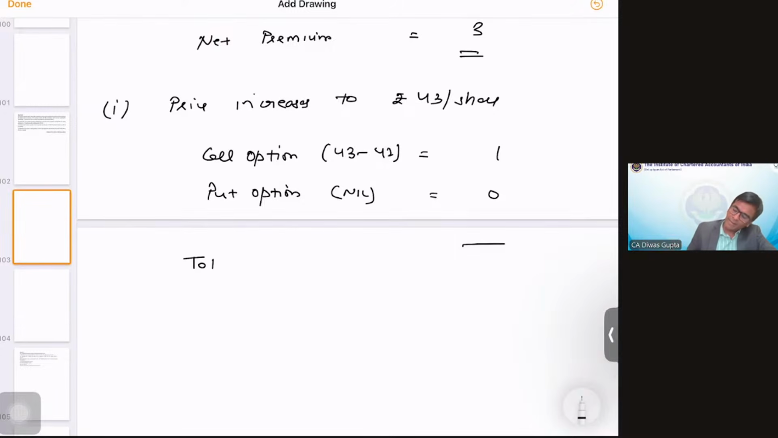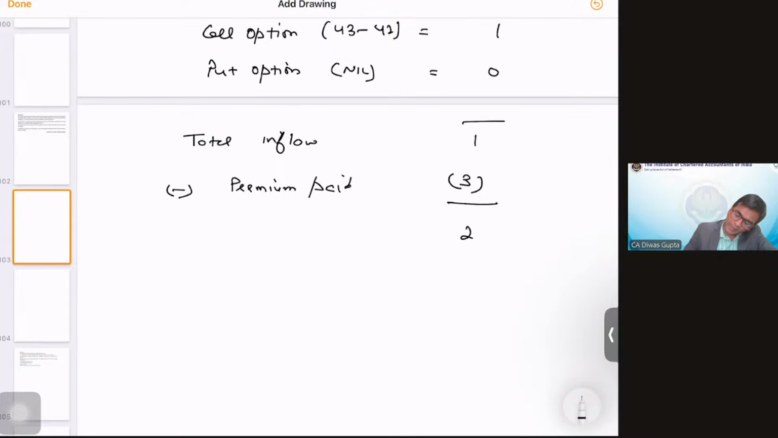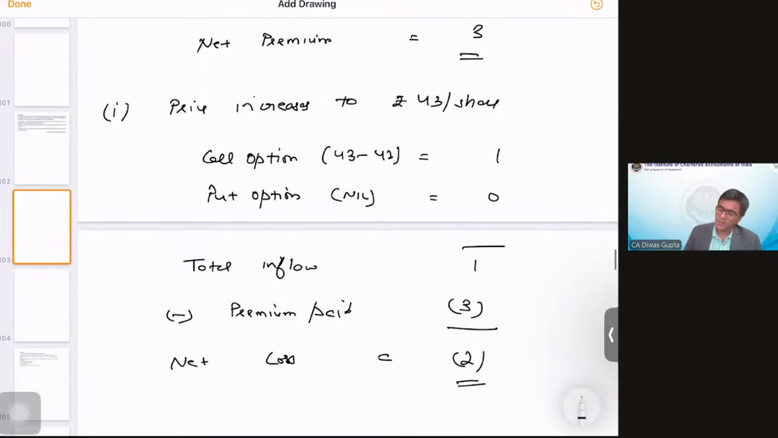So the total inflow at 43 will be 1, minus the premium paid of 3 rupees. So the net loss is actually 2 rupees. Okay, students. So this is what it is if the price increases to 43 per share.